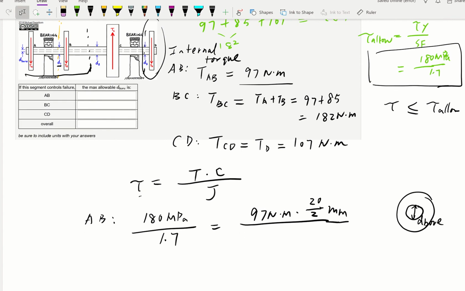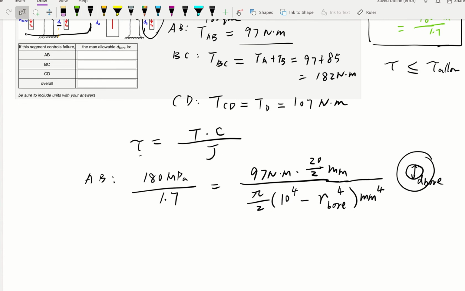And now let's figure out the polar moment of inertia for the hollow shaft. It is going to be half pi times the outer radius, which is 20 over 2, so 10 to the power of 4, minus the radius of the bore to the power of 4, and that gives us a unit of millimeter to the power of 4. Okay, so now we really need to look at our units, and let's see how we go about it.